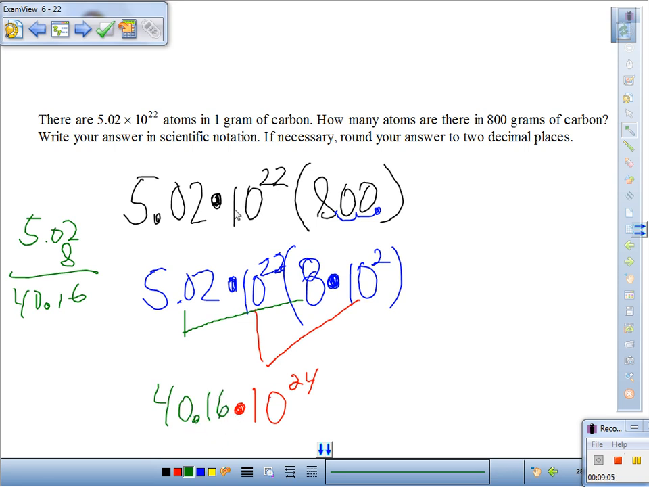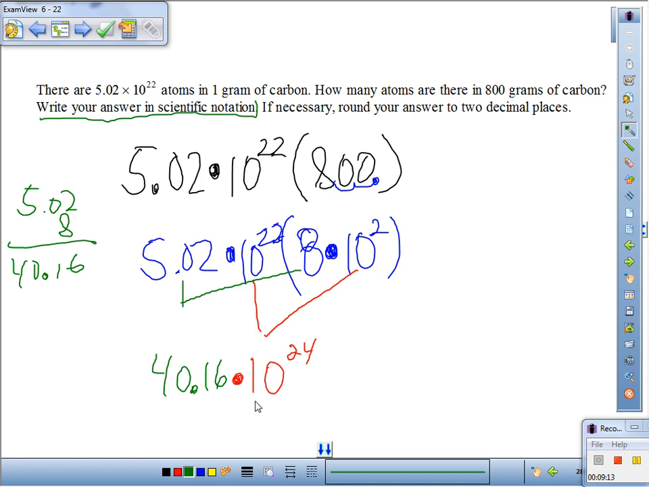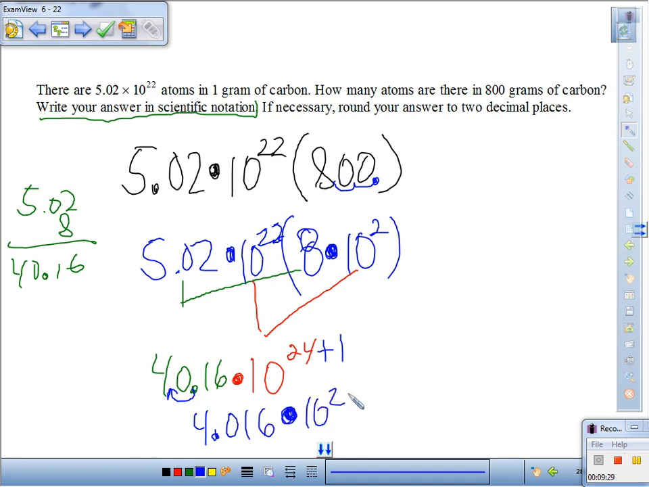However, look what it says. Write your answer in what? Scientific notation. So watch. Is this scientific notation? No, I need to move the decimal one more time to the left. That means I need to add 1 here. Therefore, this is 4.016 times 10 to the 25th.